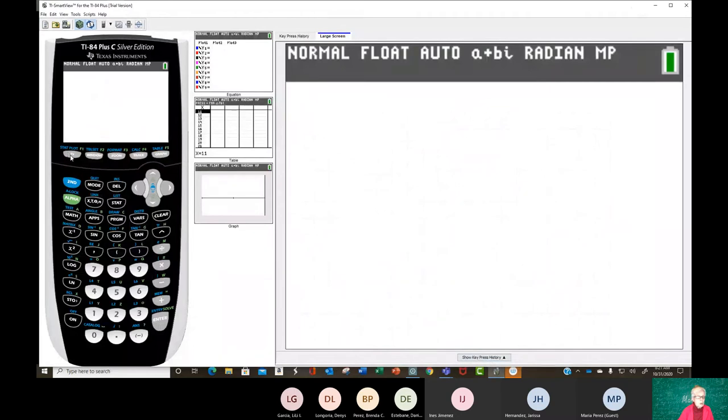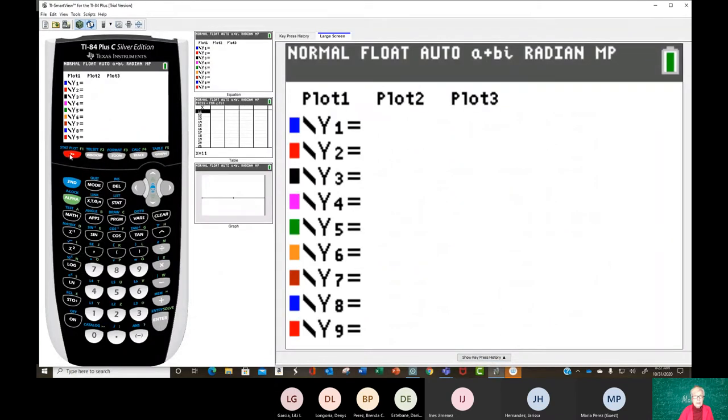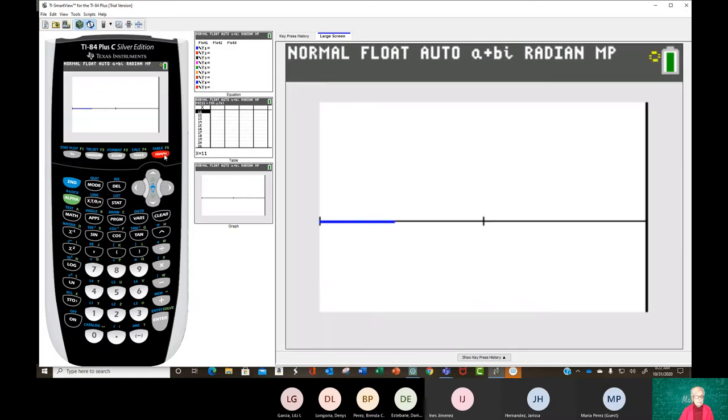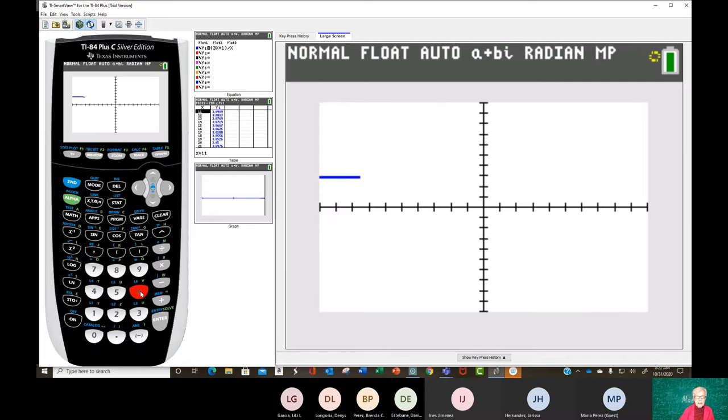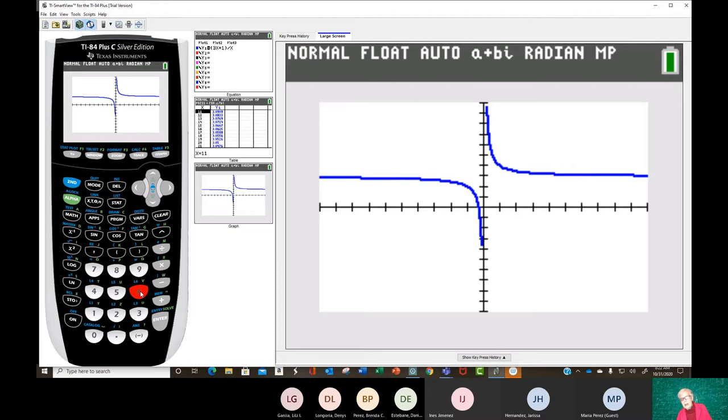So I'm going to go to y equals. And this is what I'm going to type: parenthesis 3x plus 1, parenthesis closed, divided by x. 3x plus 1 divided by x, and I hit graph. Well, that's not going to do me any good, is it? Okay. I'm going to push zoom, and then choose 6 for my standard screen. All right, that's a very bad graph.